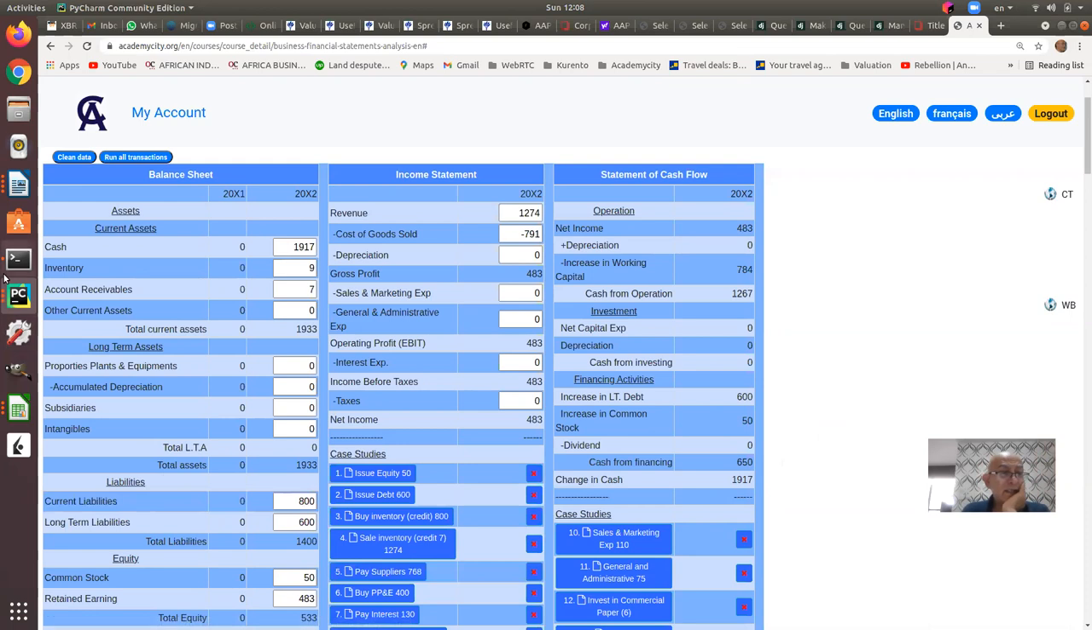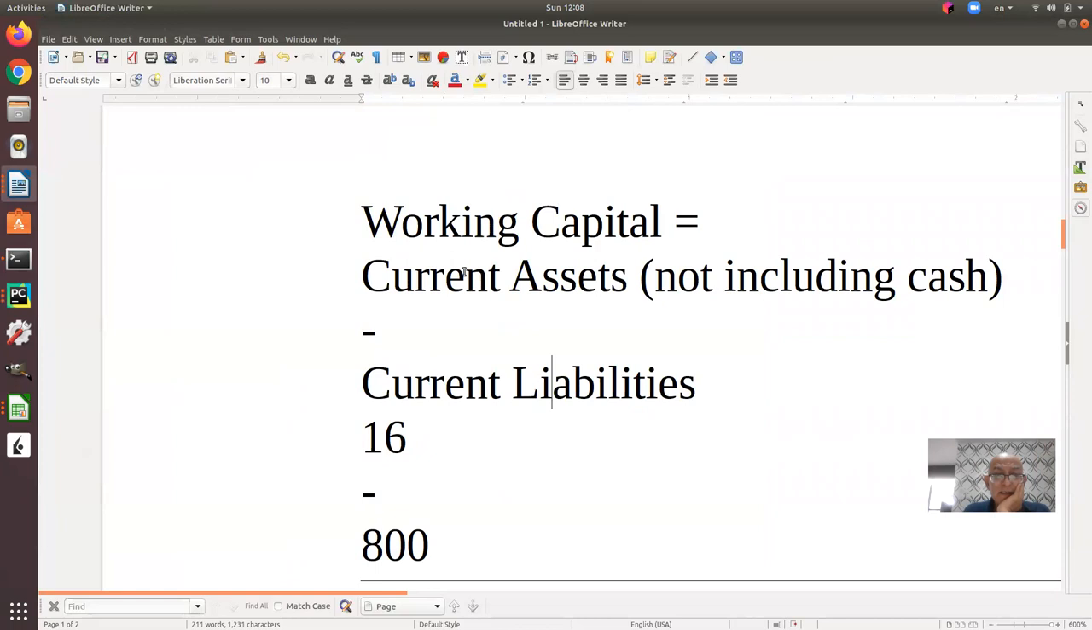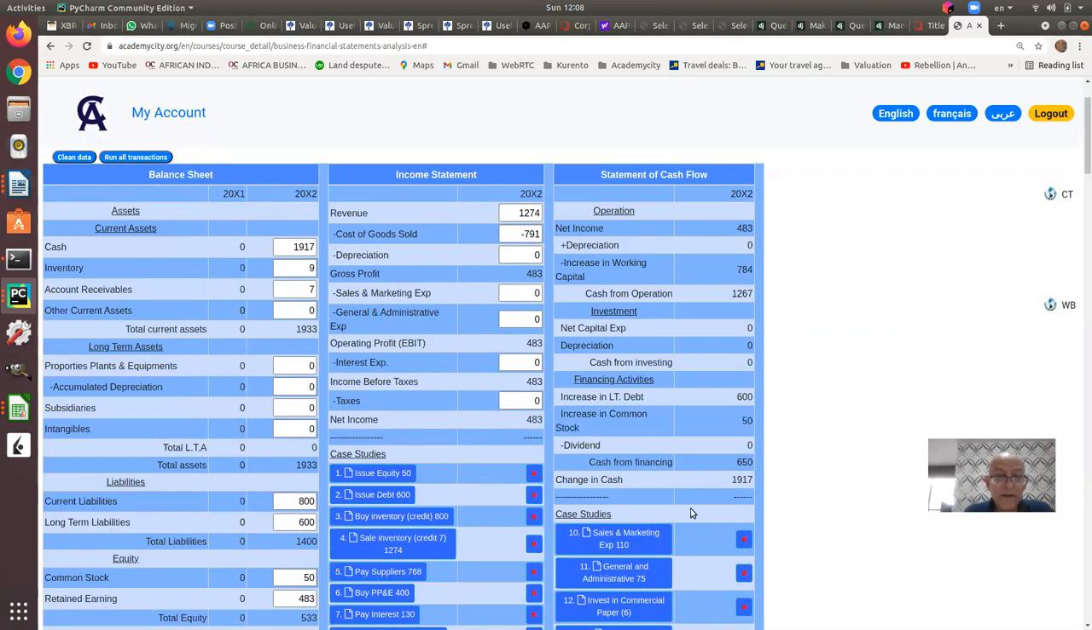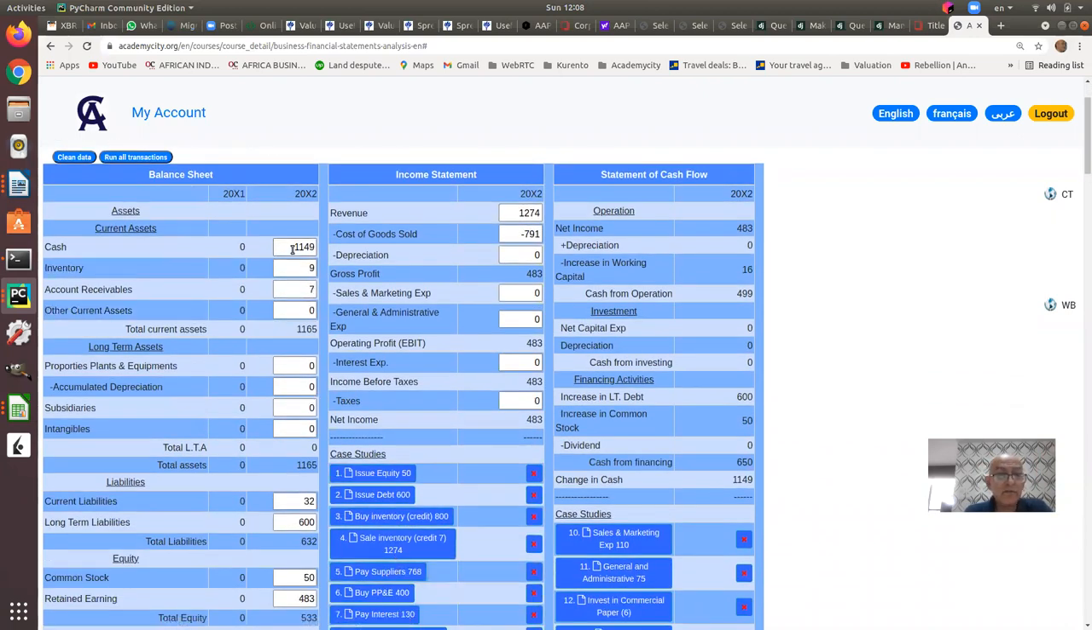So in this equation, when I pay suppliers, the current asset doesn't change. When I pay suppliers, current liabilities goes down substantially. So in fact, there's a decrease in the working capital. Let's see that, okay? Let's see if I'm right. Click on it, beautiful. My cash went down, correct. My current liabilities went down substantially. Let's see what happened now. How much is my working capital?